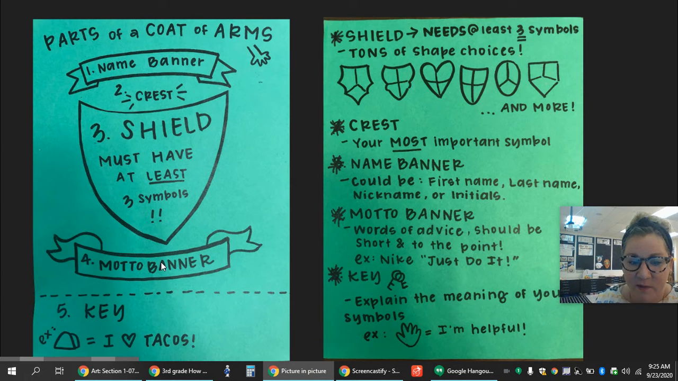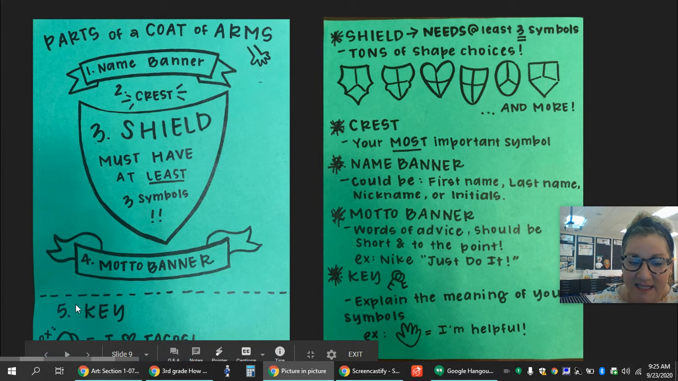The number 4 spot is your motto banner. Remember that there are directions on how to draw a banner later in the slideshow if you're having a little bit of trouble. And your motto are words of advice or words that you live by. Try to be kind of short and to the point, right? We said Nike's example was just do it. Maybe your family has a few words that they share with each other.